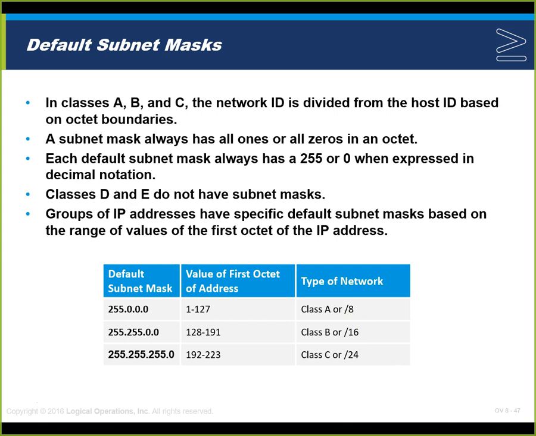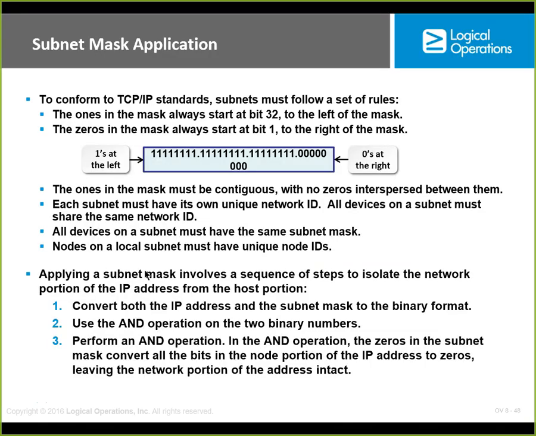With IPv6, when we get there, you'll appreciate CIDR, since you don't have to write out the subnet mask. I think we've talked about that. The 1s in the mask start at bit 32 on the left of the mask. The zeros start at bit 1 on the right of the mask. The 1s in the mask must be contiguous with no zeros interspersed. Each subnet must have its own unique network ID. All devices on the subnet must share that network ID. So they're on the same network, they can talk to each other. Otherwise, they have to go through a router to get from one network to the other.